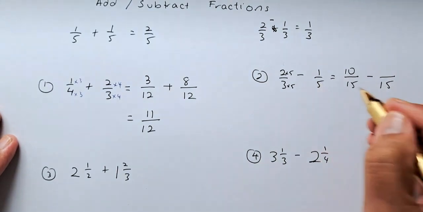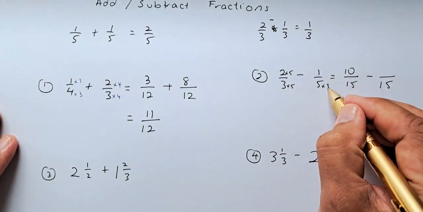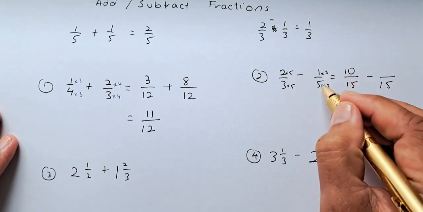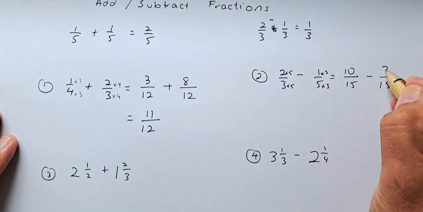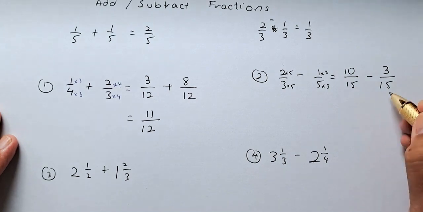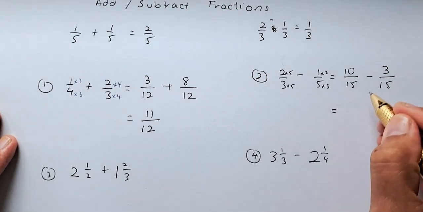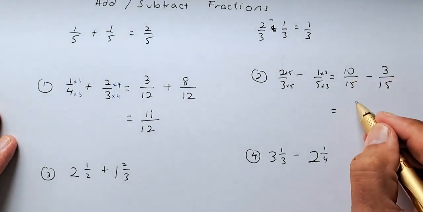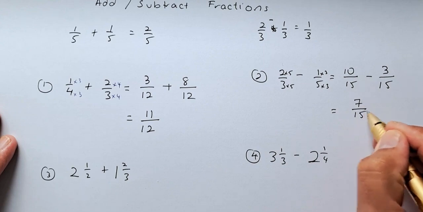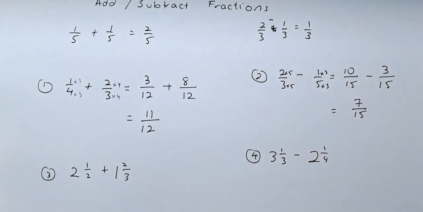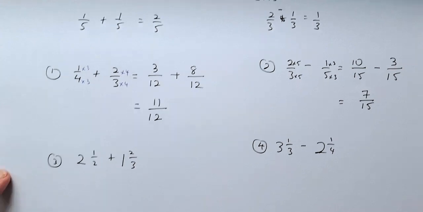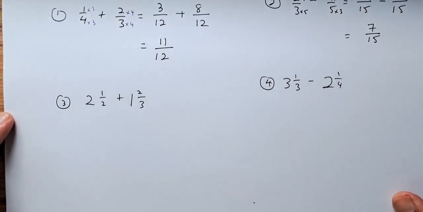How about 1/5? To make it into 15, you multiply by 3. So you're going to get 1/5 is equivalent to 3 over 15. Now we have the same denominator. We are just going to subtract them. 10 minus 3 is going to be 7. So the answer is 7 over 15. Okay, great. Now we will continue with the mixed number fractions.